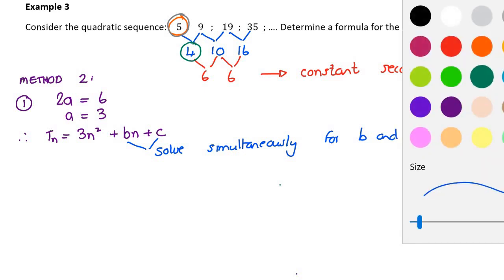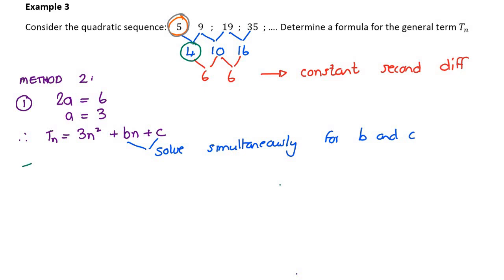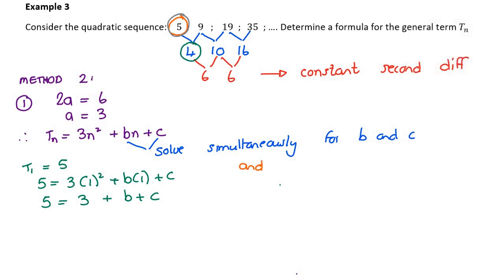So what's my first equation? I'm going to say, well, T1 equals 5. So that means that when n is 1, Tn is 5. So 5 would be equal to 3 times 1 squared plus b times 1 plus c. If I neaten that up, I say 5 is equal to 3 plus b plus c. Okay, and you know lots of terms. What's term number 2? Term number 2 is 9.